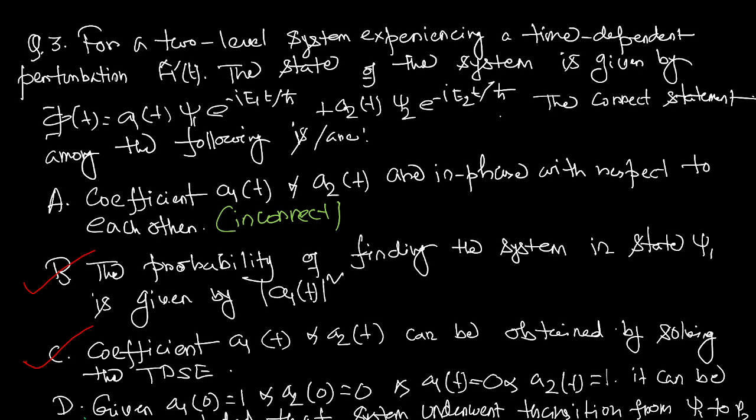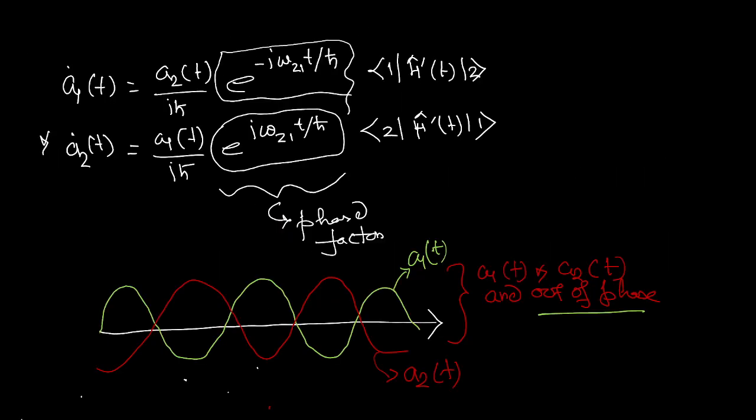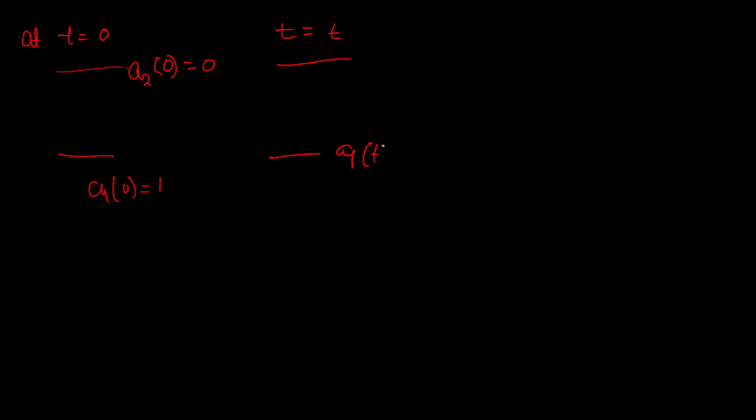Now a1(0), so at time t equal to 0, a1(t) is 1, a2(0) is 0. And at time t equal to t dash, or t, then a1 is 0, a2 is 1.